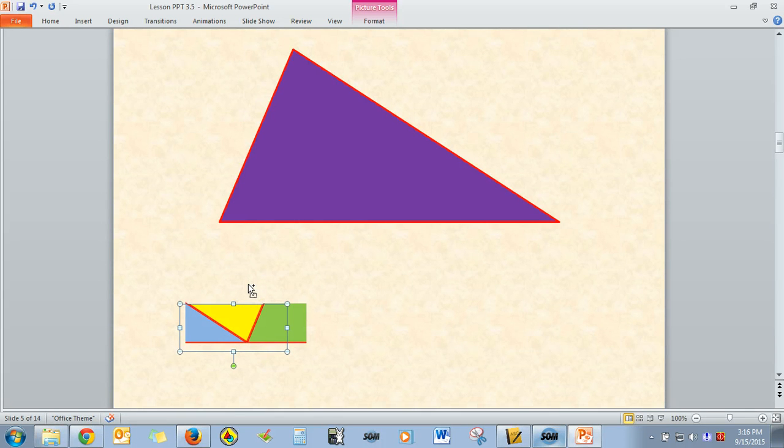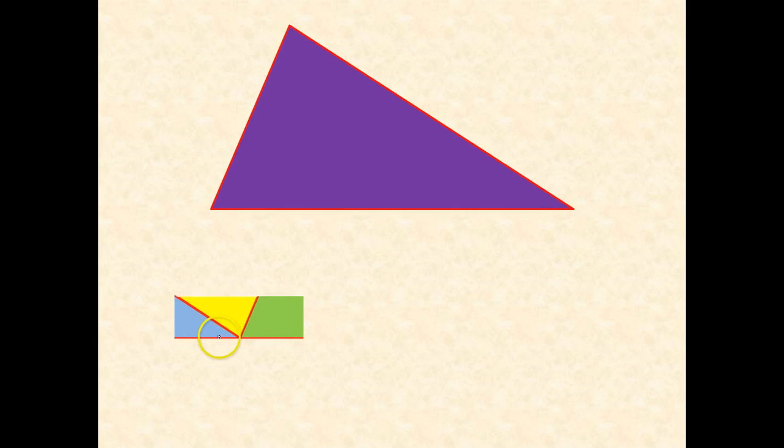Isn't that cool? So what you get is a straight angle, right? This corner over here, this angle plus this angle makes a straight line, 180 degrees.